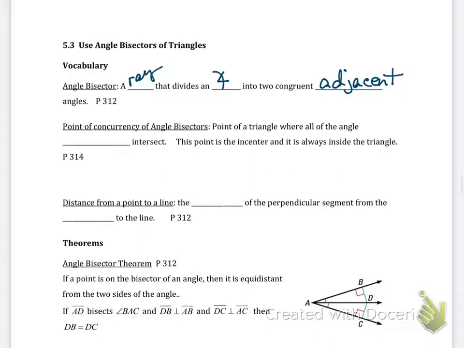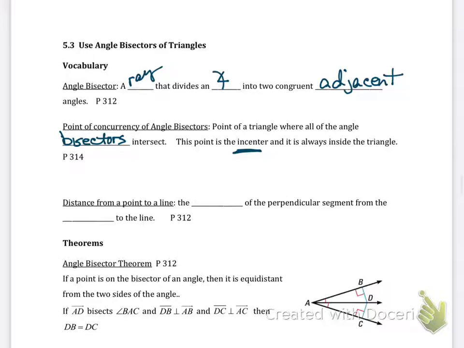Okay, the point of concurrency of angle bisectors. The point of a triangle where all of the angle bisectors intersect. This point is now called the in-center. So the in-center is where the angle bisectors intersect. And remember, previously we talked about the circumcenter, and that was where the perpendicular bisectors intersected. Okay, so you're inside a triangle for this, and I'll have a picture of this a little further down the page.